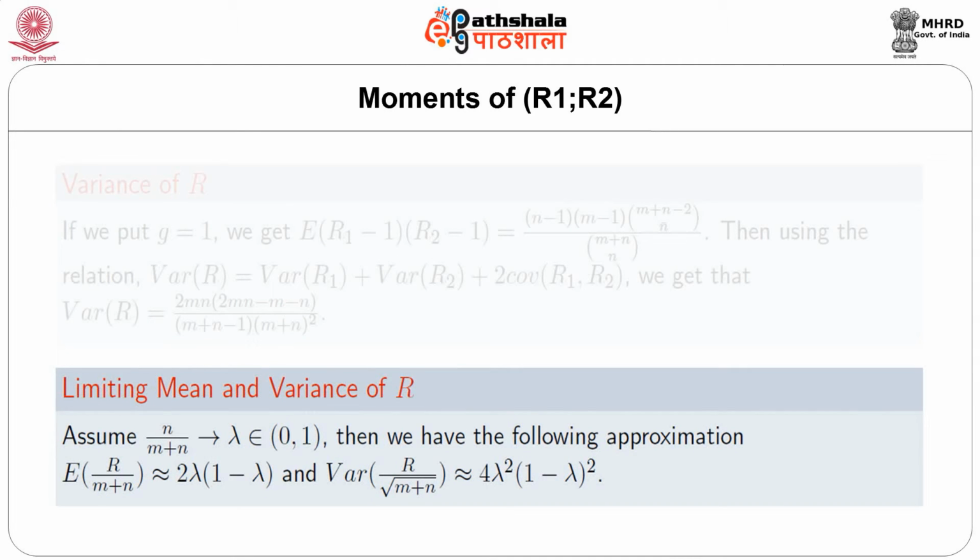If we assume that n by m plus n tends to lambda, where lambda is a proper fraction, then we have the following approximation: expected value of r divided by m plus n is approximately twice lambda into 1 minus lambda, and variance of r divided by m plus n is approximately 4 lambda square multiplied by 1 minus lambda whole square.